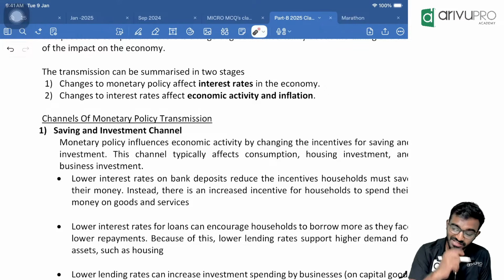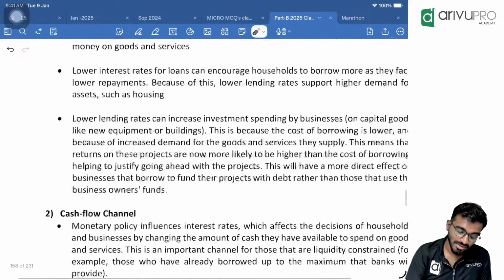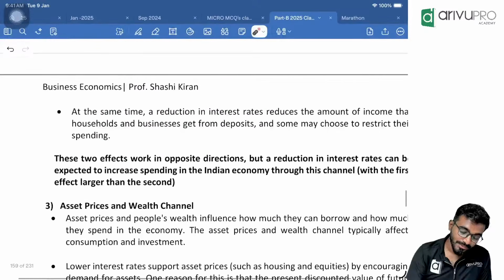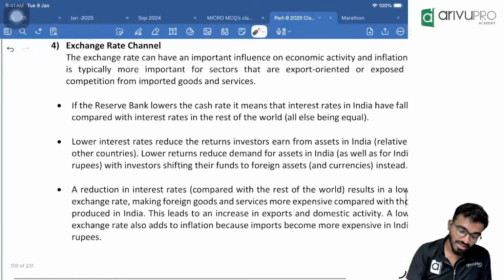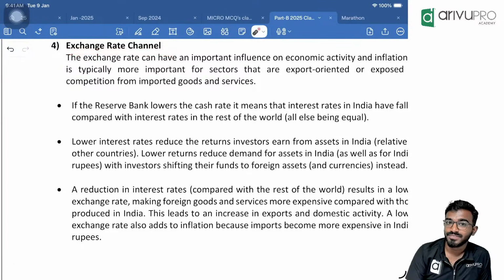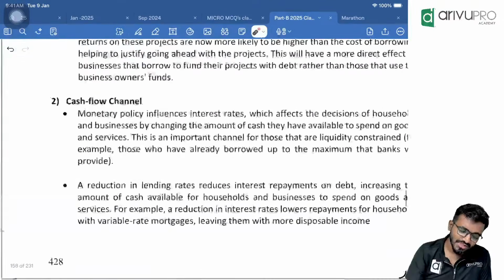Out of the 4 options, see, first and foremost, savings and investment channel. Second one is cash flow channel. Third one is asset price and wealth channel. Fourth one is exchange rate channel. Only 4 channels are there. Very simplest way of understanding them.